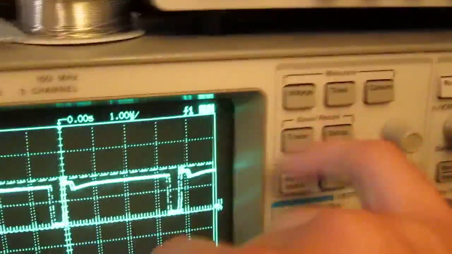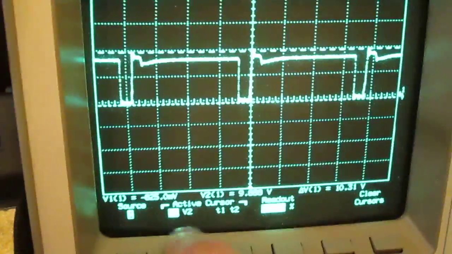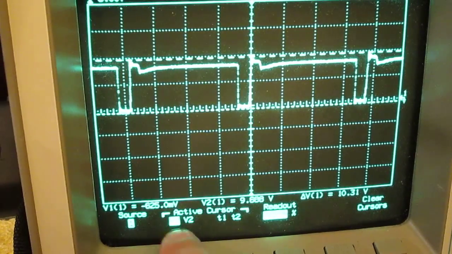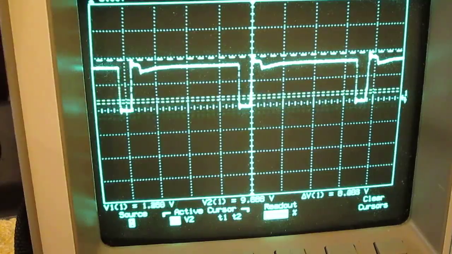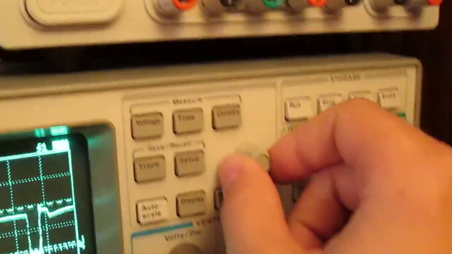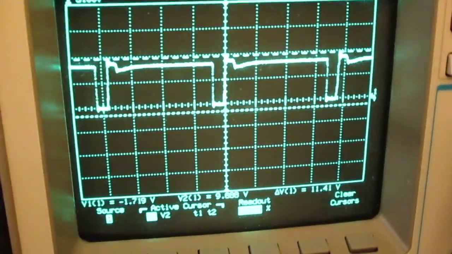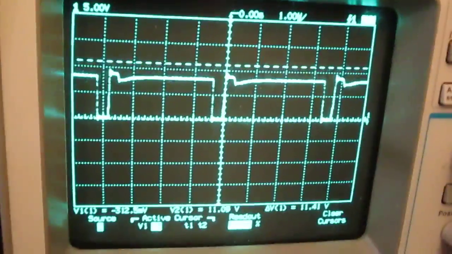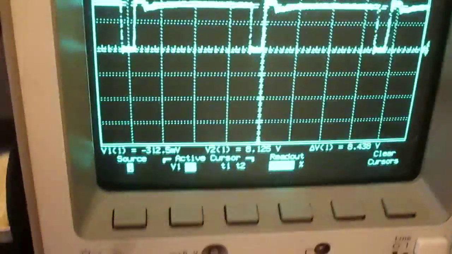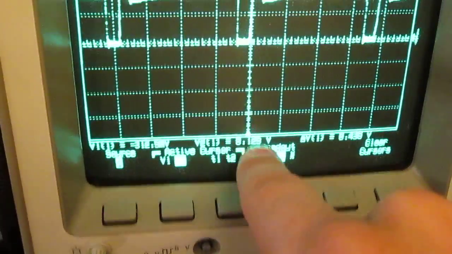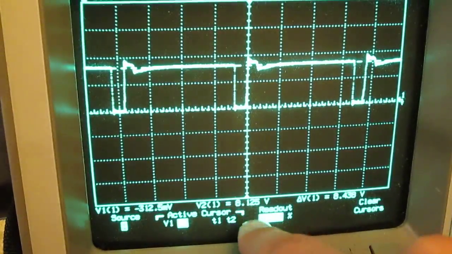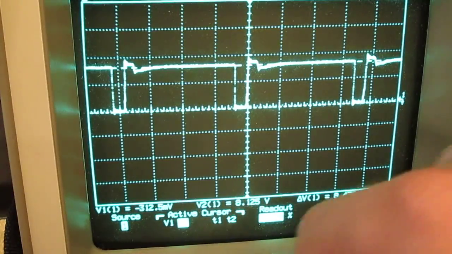So I go to cursors, and then I have V1, V2. So I do V1. See, I highlight V1, and then I can move V1 up and down using this scroller, and it's going to be the same on the digital scopes. So you move it where you want it, V2, scroll up and down, and boom. Now it's more like it. I got 8.125 volts. I'm using a 9-volt battery, so we know that the 10 volts that we were reading before was actually impossible. This is more like it, 8.125 volts. Alright.